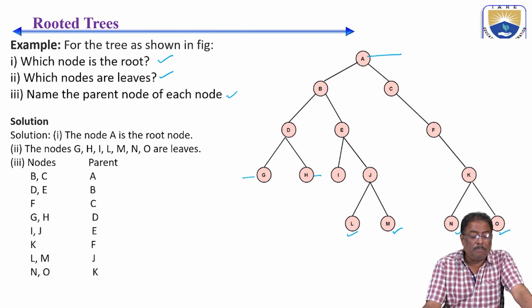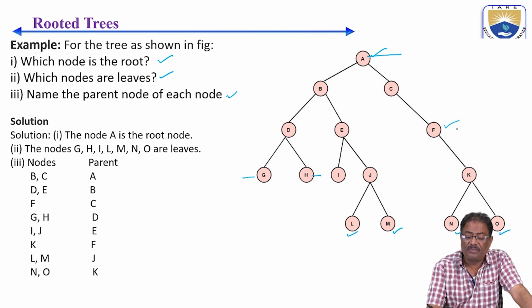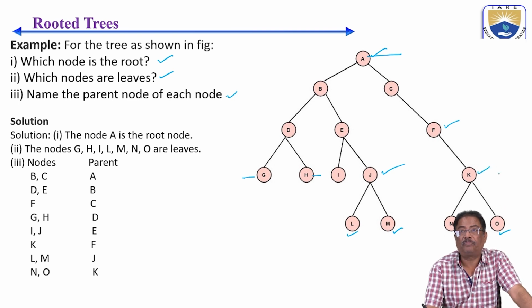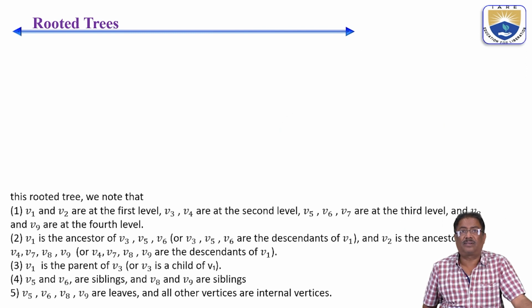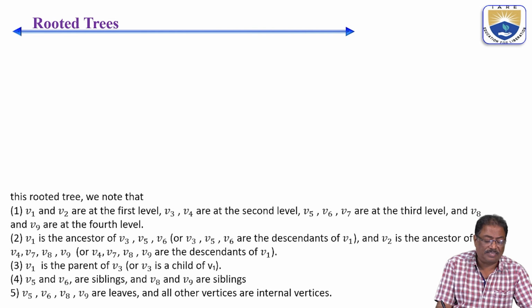And now the name of the parent of each node. If I am considering the parent of B and C, A is the parent. The parent of D and E is B, and the parent of F is C. The parent of G and H is D, the parent of I and J is E, the parent of K is F, and next the parent of L and M is J, the parent of N and O is K. So in this way we can identify what is the root node, what is the leaf node, and what are the parent nodes.